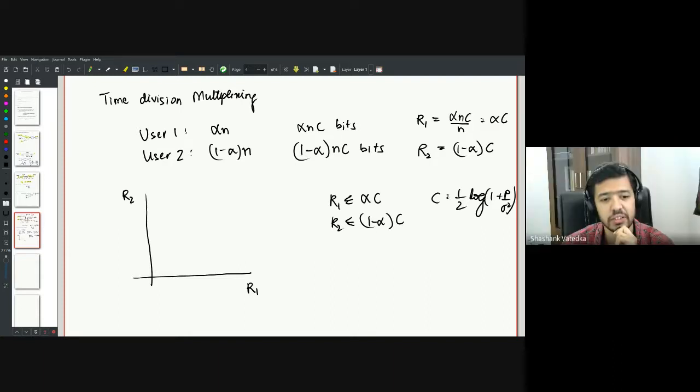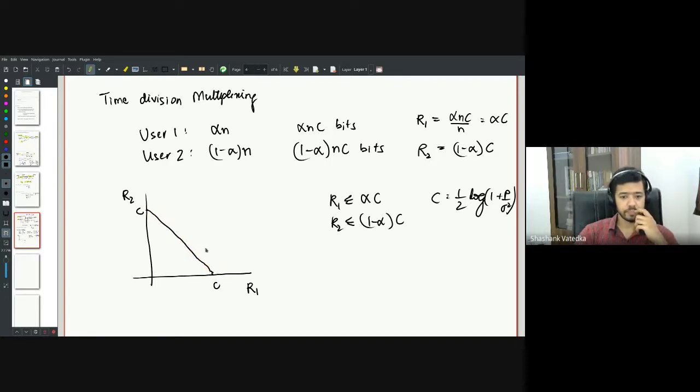Okay, that's not actually true. Of course, if you look at just R1 equal to alpha C, R2 equal to 1 minus alpha C, that will just be a straight line between C and C. So it will be this straight line, and any point on it is basically just a convex combination. This will be alpha C comma 1 minus alpha C, depending on alpha. As you vary alpha, you'll be moving along this line. So R1 less than or equal to alpha C, R2 less than or equal to 1 minus alpha C is basically going to be this region over here.